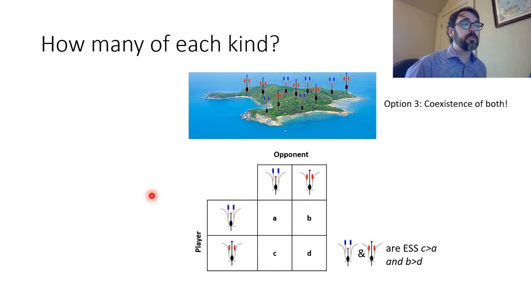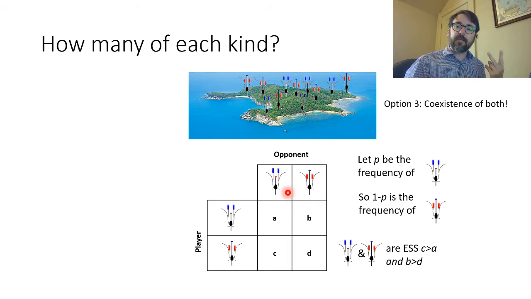So if you let P be the frequency of the long stamened individuals, then that means that 1 minus P, because there's only two things, right? 1 minus P is the frequency of the other kind, right? So if you sum P and 1 minus P, you're going to get 100% of things. And so now we can figure out if both of these are coexisting, what is the average fitness that one of these individuals is going to get? Well, it turns out to just be a weighted sum of these two numbers, weighted by the frequency, right?